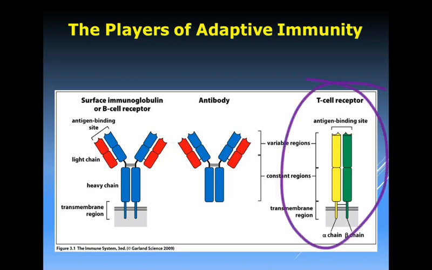Then there's the T cell receptor. This guy's on the surface of the T cell, and it's only 2 polypeptide chains. Both of these polypeptide chains, so it's also a heterodimer. Remember that term that we used earlier when we were talking about the toll-like receptors? The T cell receptor is a heterodimer.